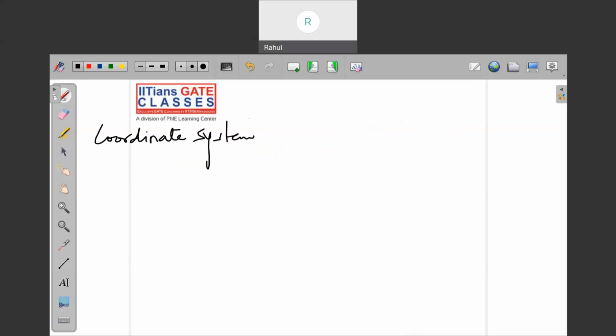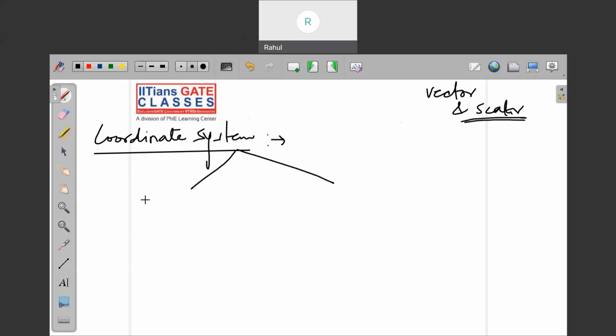You might be familiar with what is vector and scalar, and what the difference between them is. A vector is basically a quantity which has magnitude as well as direction, and a scalar has only magnitude. So in coordinate systems, there are two-dimensional coordinate systems, and you can also say three-dimensional. I'm going to focus on the three-dimensional coordinate system.